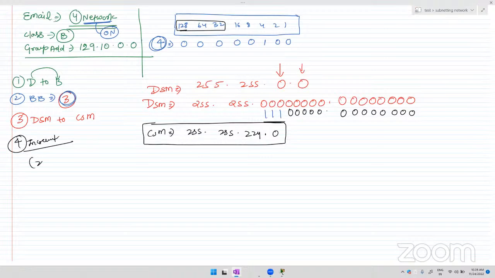Increment: 256 minus. Which octet is not full? The third octet, because the fourth octet is getting a 0. So 224 minus... How many values remaining? 32. 32 is my increment value. Clear?